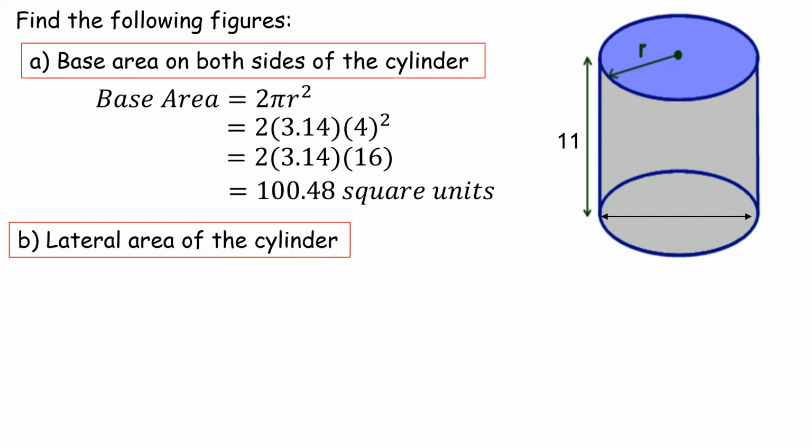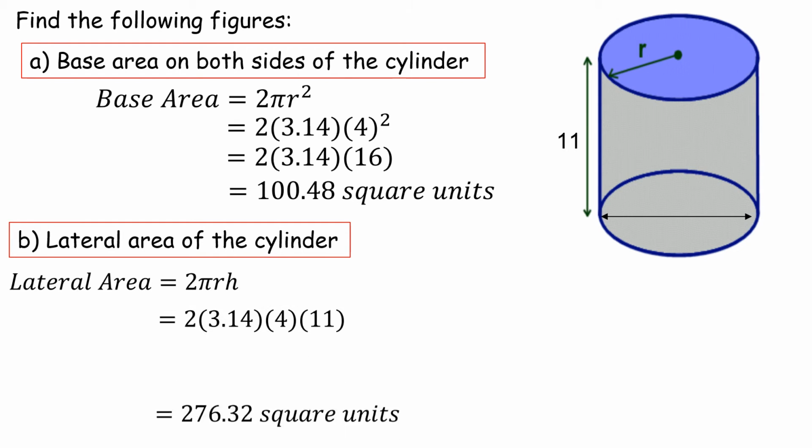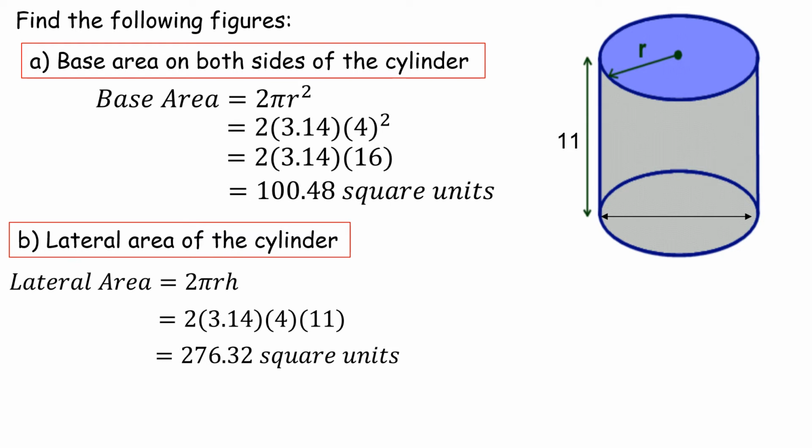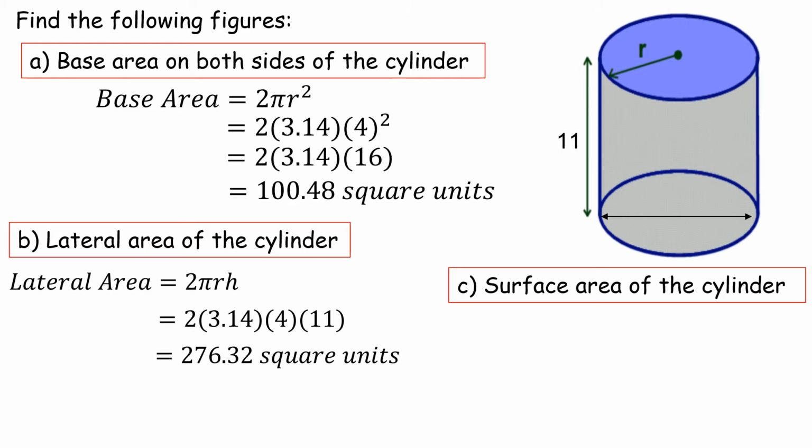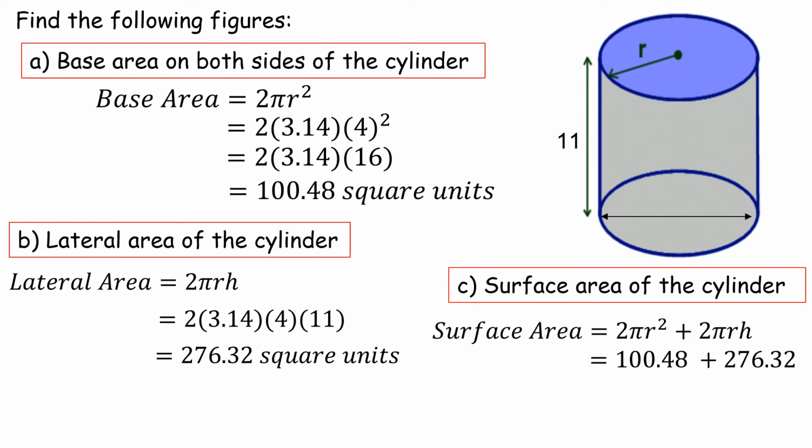Now, to solve for the lateral area of the cylinder, we are going to use the formula 2 pi r h, where h is equal to 11, r is 4, and pi is 3.14. So we will be getting 276.32 square units. Then to solve for the surface area of this cylinder, we simply add the base area plus the lateral area. So we will be getting 376.8 square units.